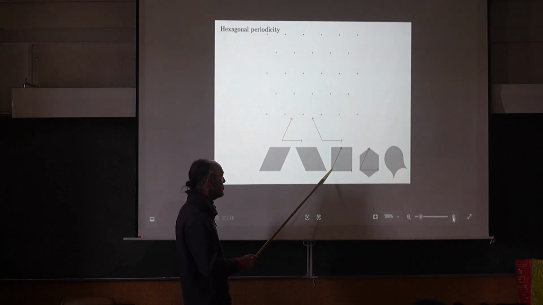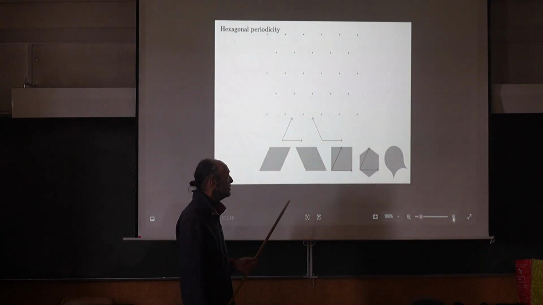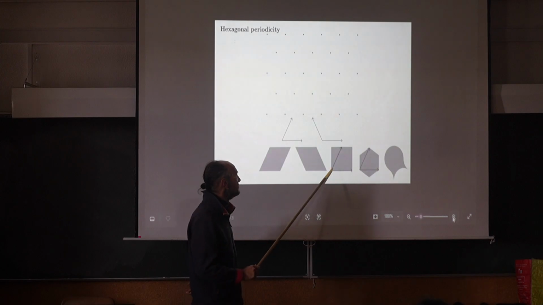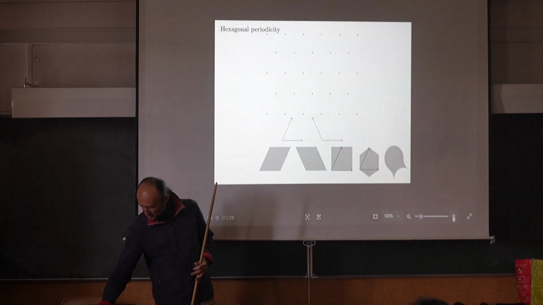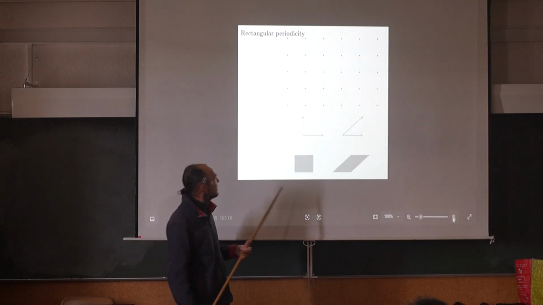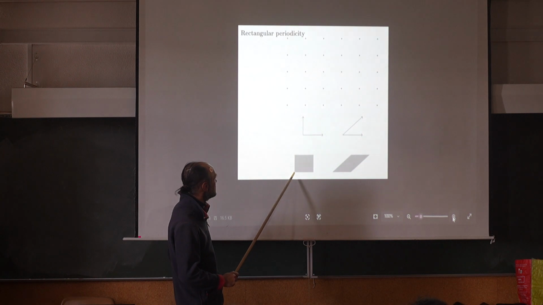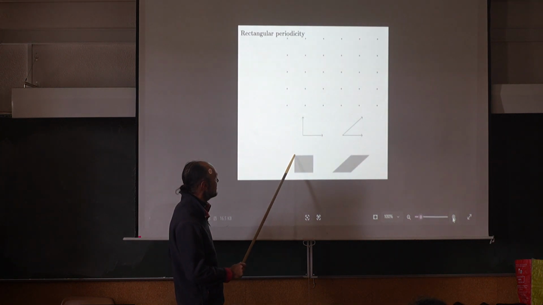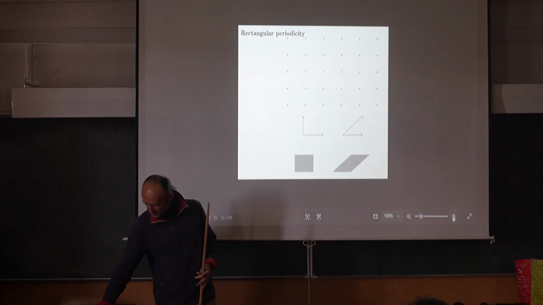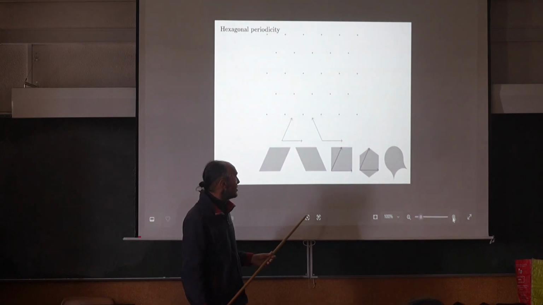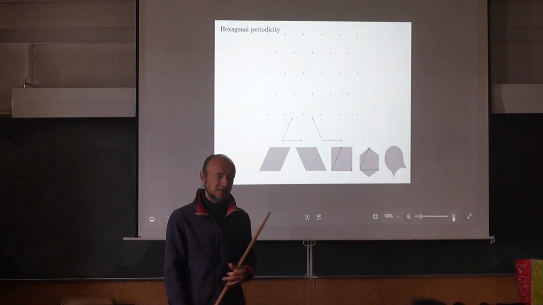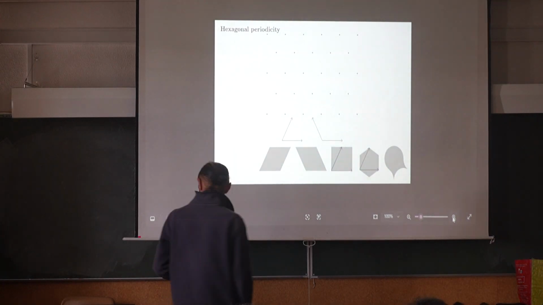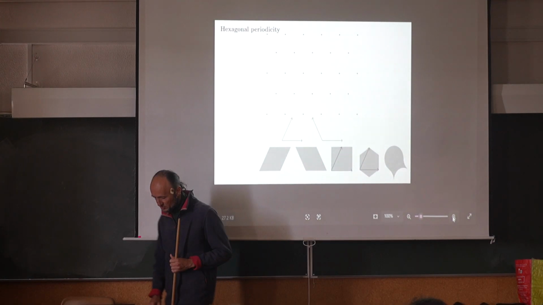For instance, here you can choose a rectangular cell, but you have to see that this point corresponds to the middle of this one. Unlike in the square case, here this point corresponds to this one. So you have to be careful. And you can choose even very strange periodicity cells like this. They don't have to be straight. The lines don't have to be straight.